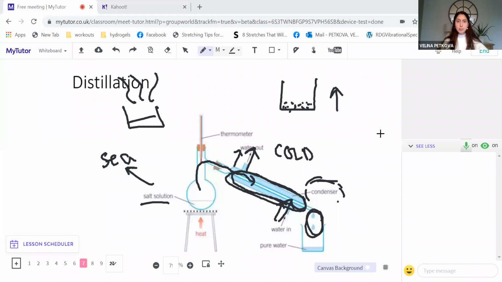Is this a repeated lesson from yesterday? No. This is to do with separating mixtures. And yesterday we were doing chemical equations and atomic structure. Okay.